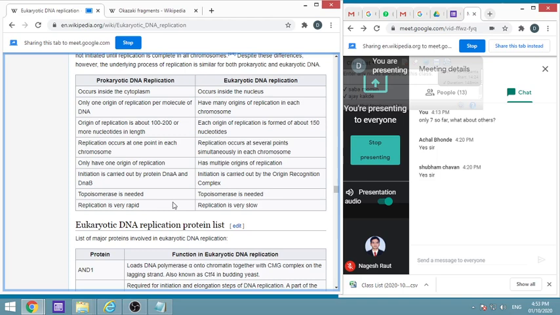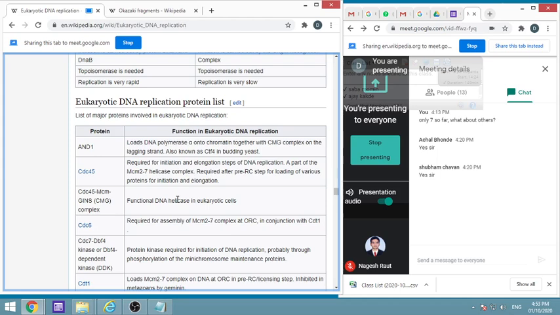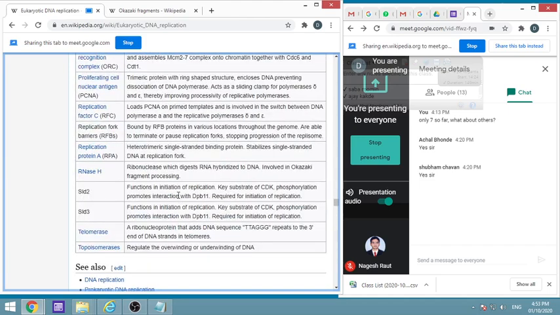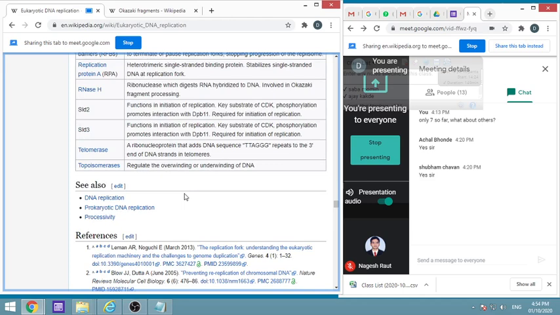Here topoisomerase is needed, and we shall be seeing the mechanism of action of some antibiotics that cause inhibition of topoisomerase, so DNA replication will not be possible. In both cases topoisomerases are required. In prokaryotic, replication is rapid, while here replication is slow because the DNA is very big and very long. There are various proteins, you can just go through the list, no details are required. Many proteins are required for this, and they do the job of DNA replication.